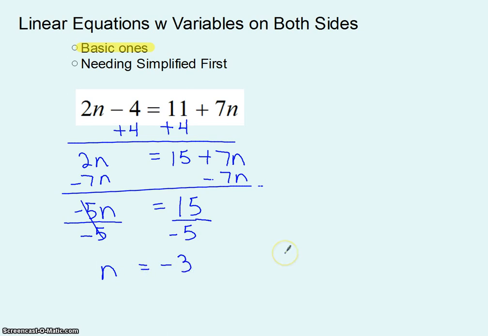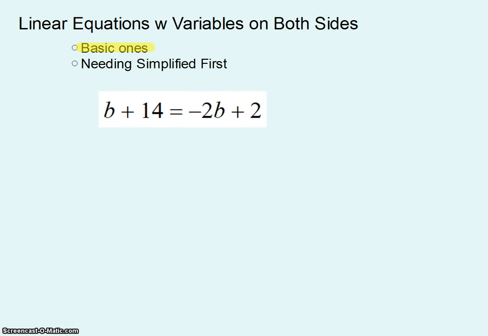Okay? And if you put negative 3 back up in for n on each of these sides, let's see what we get. 2 times negative 3 is negative 6. Subtract 4 from that, you get negative 10. Over on this side here, 7 times negative 3 is negative 21. 11 plus negative 21 is also negative 10. So our answer is correct. Let's move on to another problem.